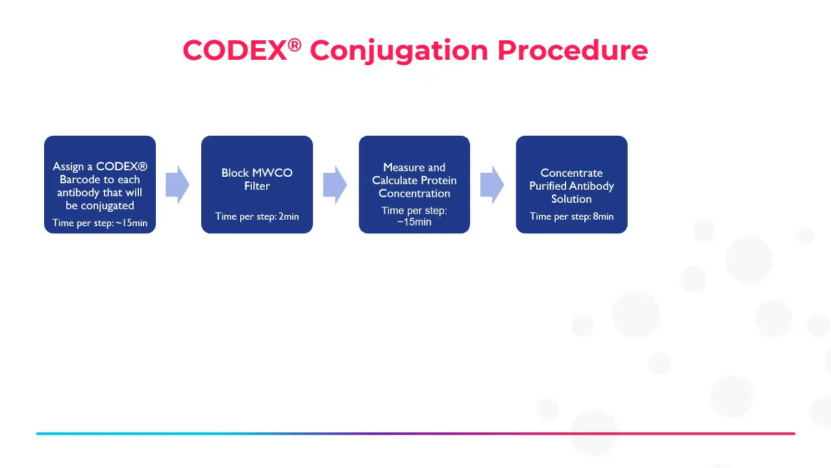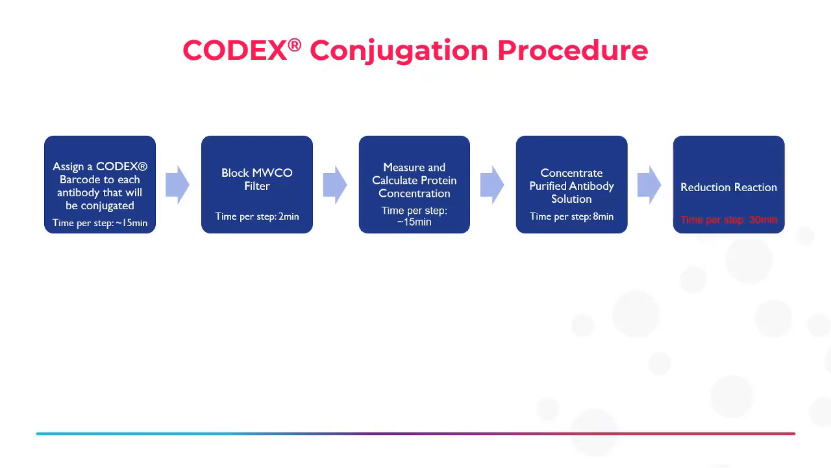Next, you'll purify the antibody solution and perform a reduction reaction. This reduction reaction reveals the thiol groups to which the barcodes will then attach. Please note that this incubation time is very important and it's critical not to exceed 30 minutes. Exceeding 30 minutes will result in irreversible damage to antibodies and an unsuccessful conjugation.